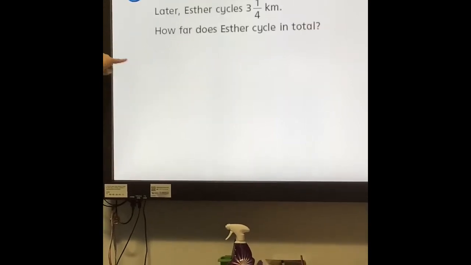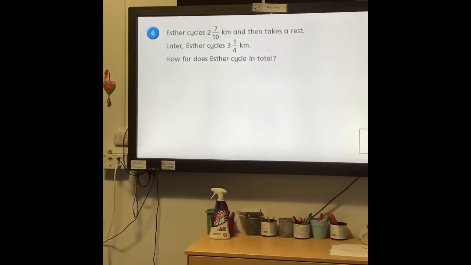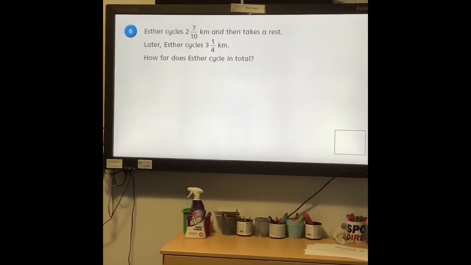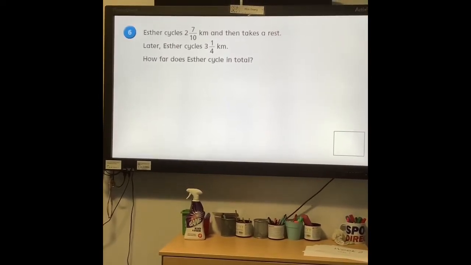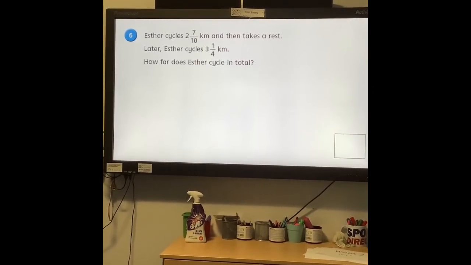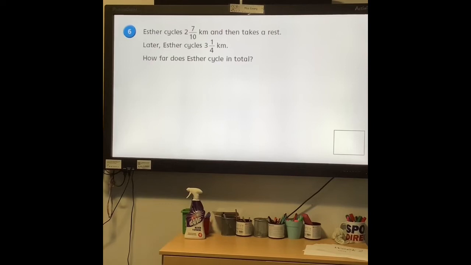Next one. Esther cycles 2 7/10 of a kilometre and then takes a rest. Later, Esther cycles 3 1/4 kilometres. How far does she cycle in total? Pause it and have a go.